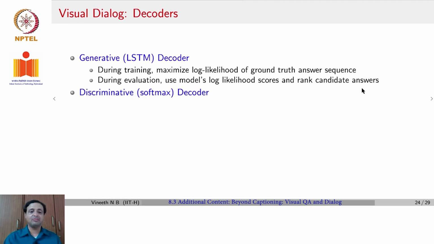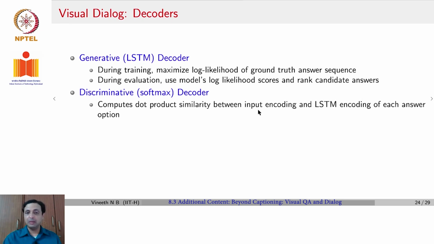Whereas in a discriminative decoder, you take the input encoding and compute a dot product similarity between the input encoding and the LSTM encoding of each answer option. You could use any encoding method here. We will not get into that here. You would probably need some knowledge of NLP to understand how you can get encodings of text. But let's assume now that you could get some encoding. There are what are known as word2vec embeddings, GloVe embeddings, and so on and so forth. You could use them to get an encoding for the answer options and the input encoding.